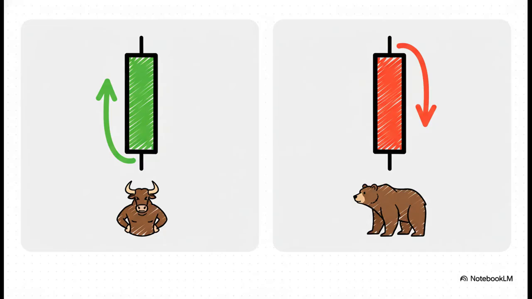And finally, maybe the simplest part of all, the color. If the price closes higher than where it started, the candle is bullish, usually green or white. It means the buyers won that round. If it closes lower, it's bearish, red or black. The sellers took control. That's the fundamental story every single candle tells you.